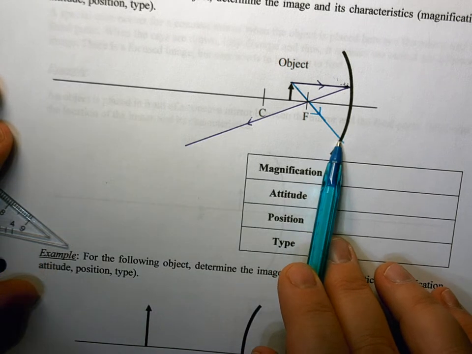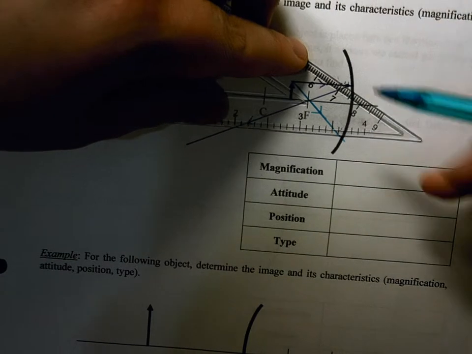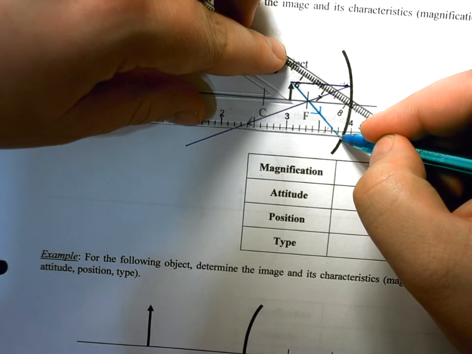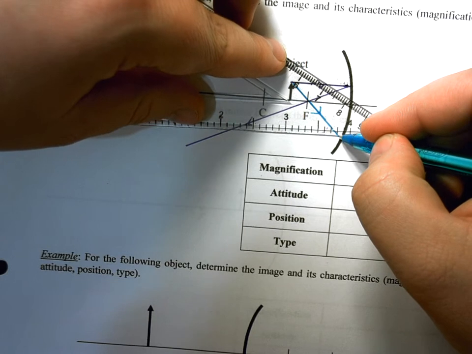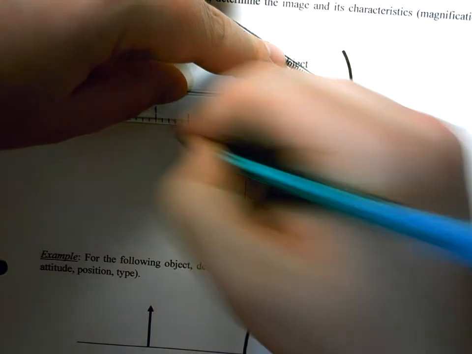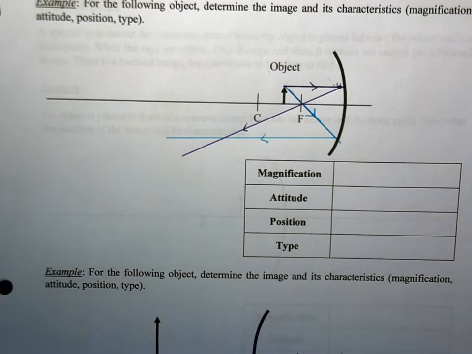Now, based on our rules, when this reflects, it's going to reflect such that it's parallel with the principal axis. So we're going to have something that looks a little bit like this. And it's not going to be the most accurate because I don't have a grid to help me with seeing if it's parallel. But we'll have something that looks like this. So this is my reflected ray.